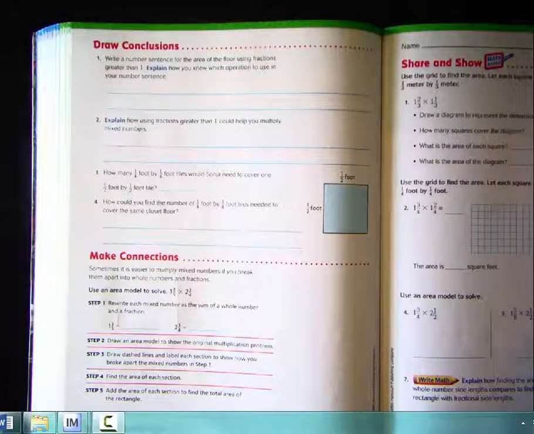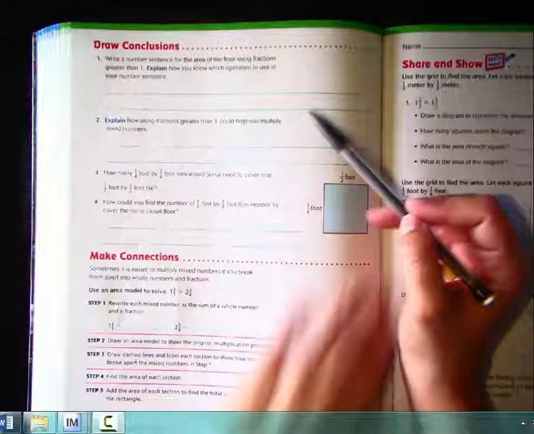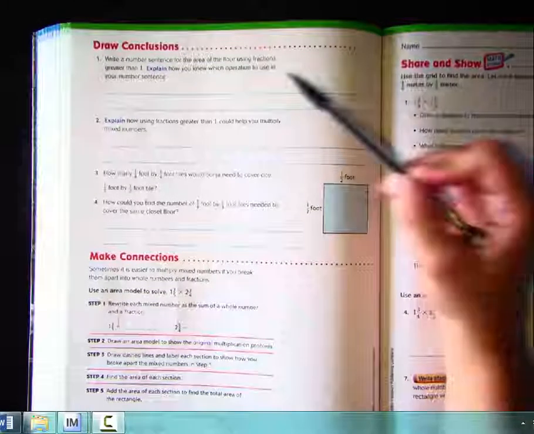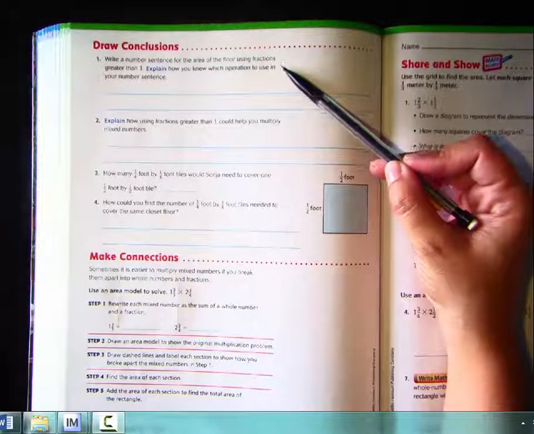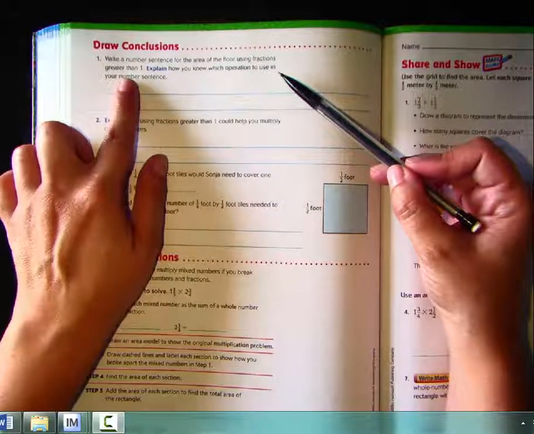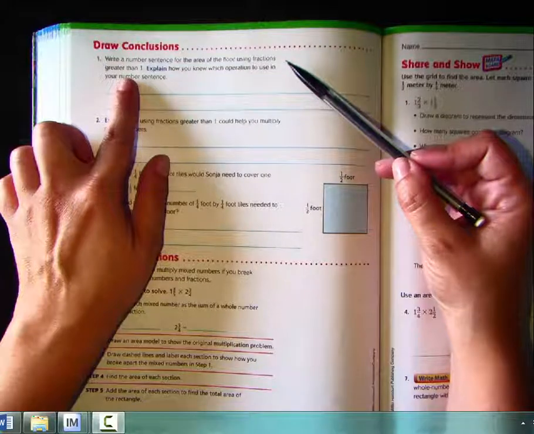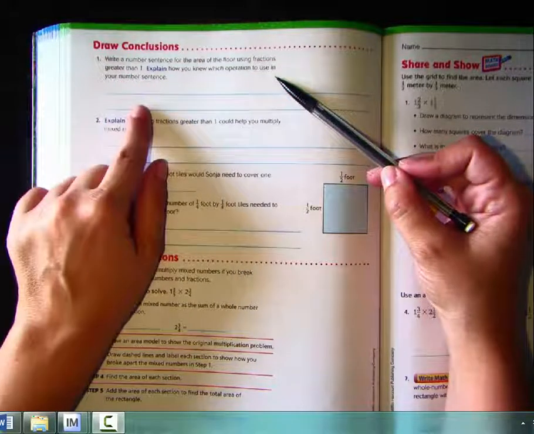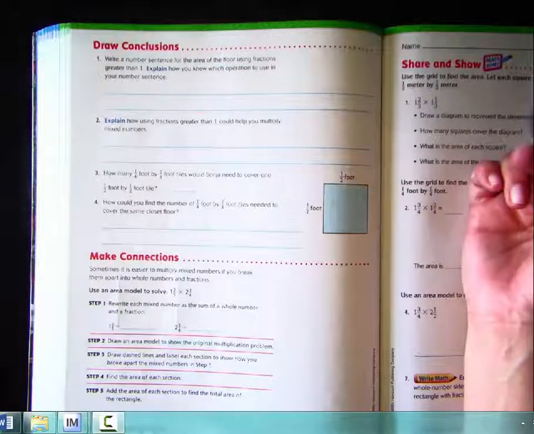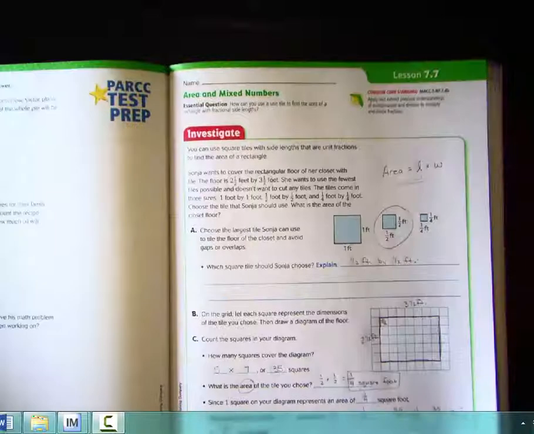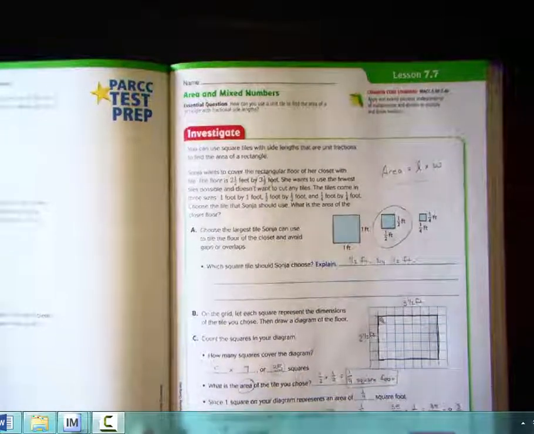All right, so on the next page, we've got our draw conclusion section. So it says, write a number sentence for the area of the floor using fractions greater than 1. Now remember, a fraction greater than 1 means the numerator is larger than the denominator. So explain how you knew which operation to use in the number sentence. Okay, so let's flip back for a second, because we're dealing with our numbers from over here.